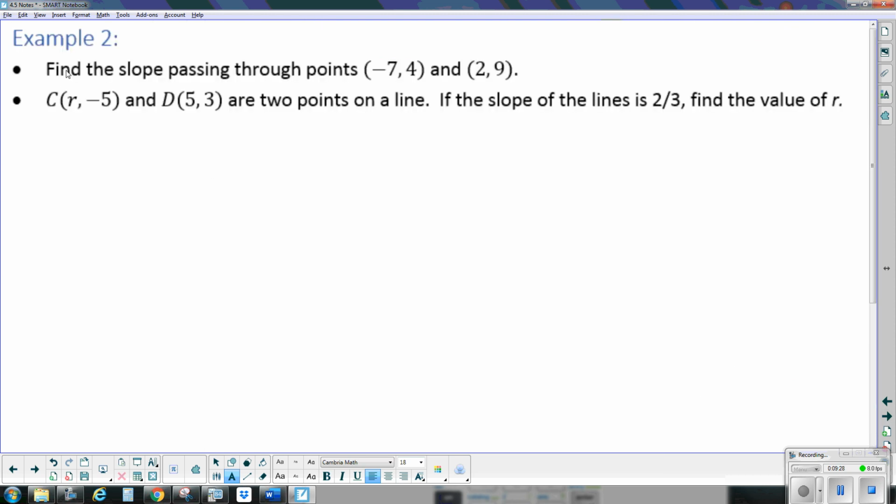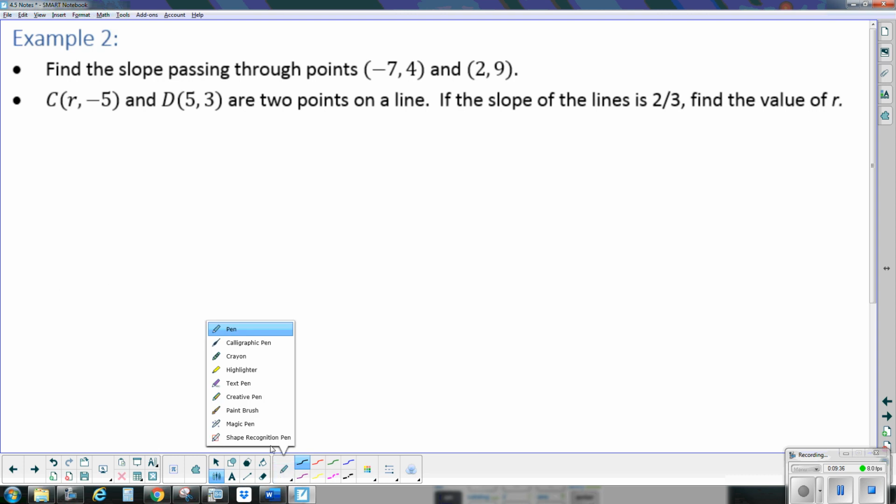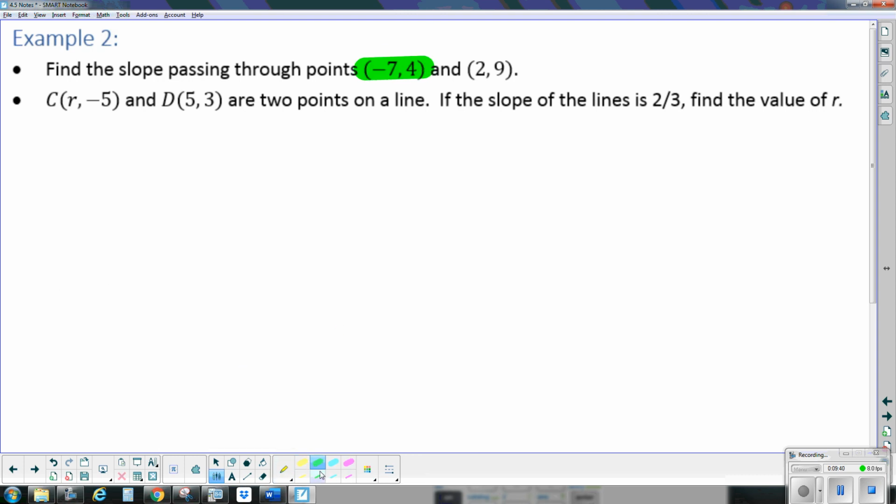Let's look at this next example. It says find the slope passing through points (-7, 4) and (2, 9). It doesn't matter which one you choose, but I'm going to choose the first one as point 1, and the second one as point 2. That means this first point, -7, is my x1, and 4 is my y1. 2 is my x2, because in a coordinate pair you have an x, then you have a y, and 9 is my y2. So we want to find the slope passing through these points.